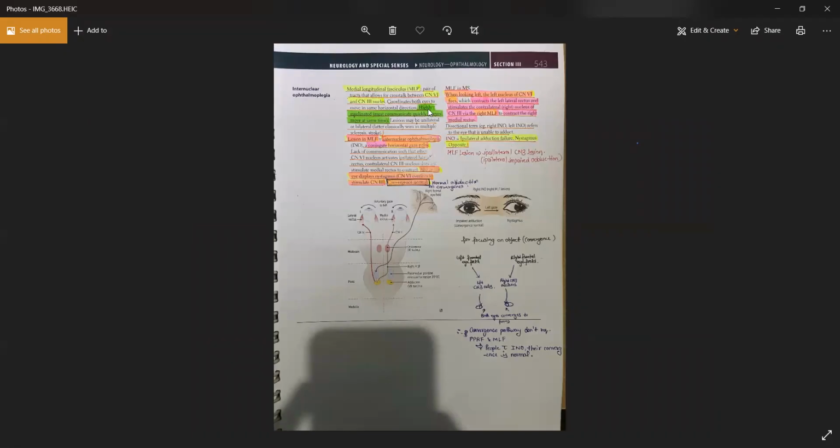Just know that it will be the contralateral part of the cortex that causes movement. If it is my right cortex, it will cause the contraction of my left lateral rectus and the right medial rectus. So you will always have an opposite movement or contralateral gaze, right? And the MLF causes the ipsilateral medial rectus contraction. The PPRF will cause the ipsilateral side of movement, right? So that's everything on the INO.